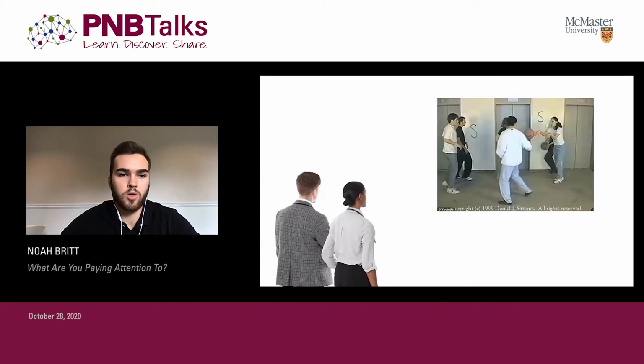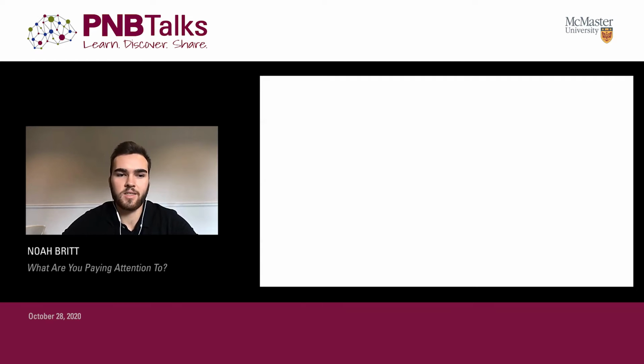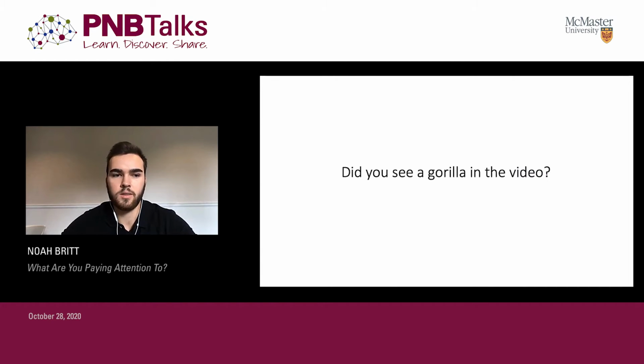Their explicit prompt was to follow and count how many passes are made by the team wearing white t-shirts. Following the video, Charlie and Tanya are sure they counted the correct number of passes and are extremely excited to raise their hand and give their answer. However, what happened next caught them completely off guard. The question presented on the screen was, did you see a gorilla in the video?